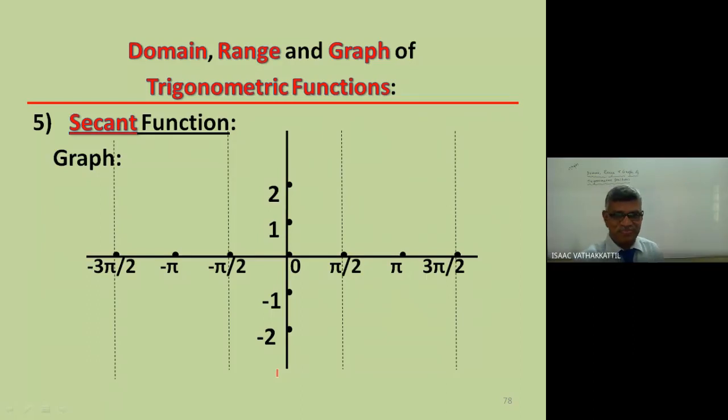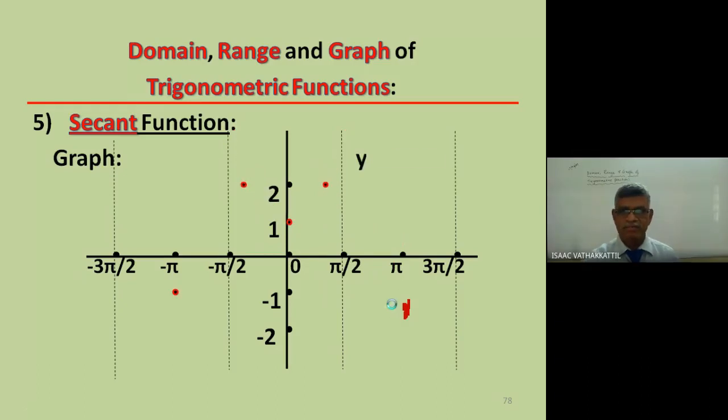Graph of the sec function. When I plot the values of the sec function, it is not defined at pi by 2, 3 pi by 2, minus pi by 2, and minus 3 pi by 2. That's why I have drawn the fencing lines at these points. Sec 0 is 1 upon cos 0, that is 1, it will be here. Sec pi will be minus 1 here. Sec pi by 3 will be 2. Sec minus pi by 3 is also 2. If you plot the values, it will look like this. It won't touch this line.